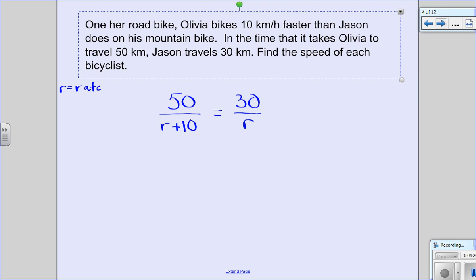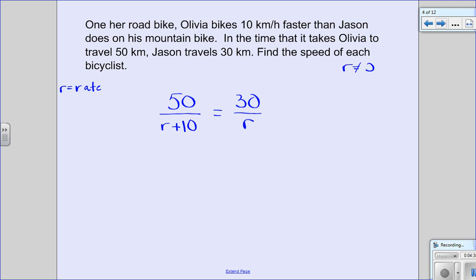And now we can solve this equation, this rational equation. Let's begin by defining what our restrictions are. R cannot equal the value 0 or negative 10. Now that shouldn't be a problem because we probably will not have a negative speed in this, but nevertheless we should still make sure that we complete that step. And now let's solve this equation.